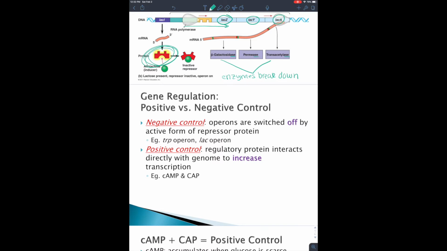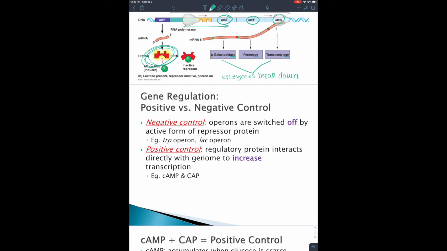Now let's talk about negative and positive controls. So when we talk about negative controls, the operons are switched off by some sort of a repressor protein. You saw those little Lego pieces attaching to that operator to turn them off. When we talk about positive controls, these are proteins that are going to interact directly with our genome to increase transcription. And I have two examples here. I've got cAMP and I've got CAP.